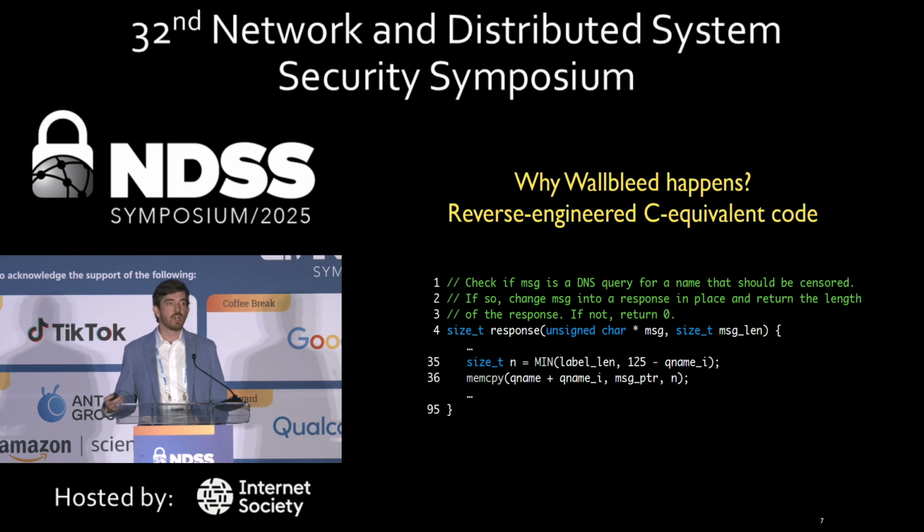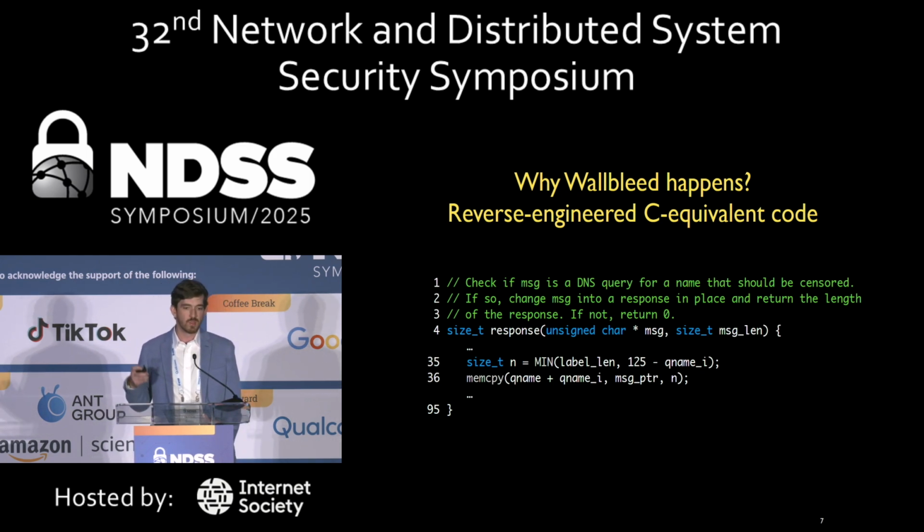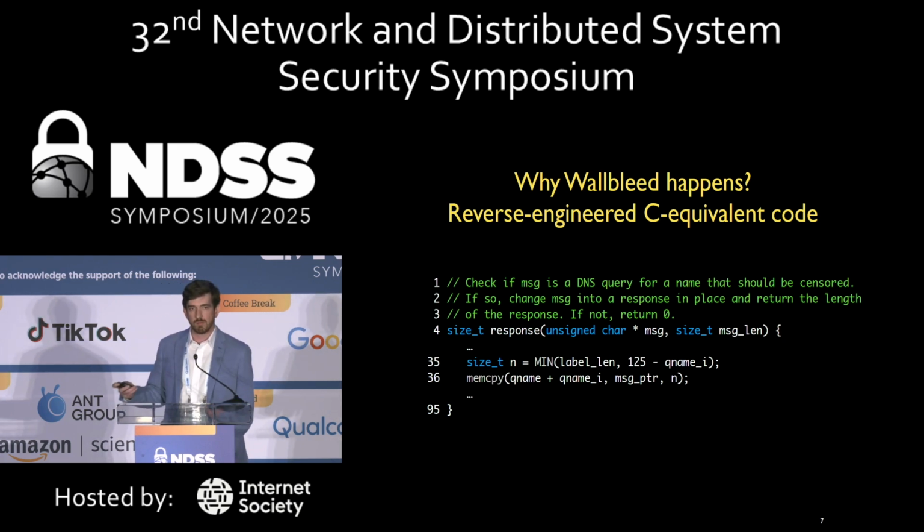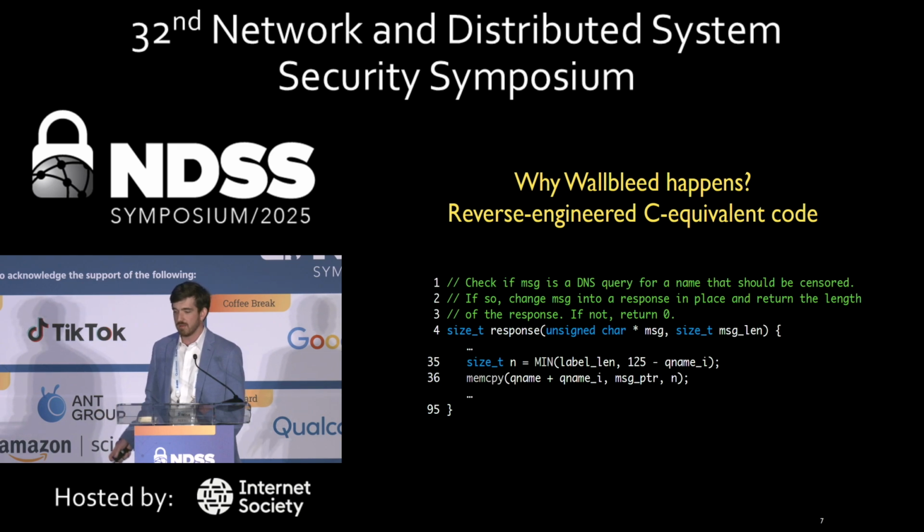So one of the key contributions of this paper was that we were able to reverse engineer the C equivalent code of this injector. And that full code can be found in the appendix if you're interested, but this is a brief snippet sort of explaining where we can see a memory overread that ultimately led to the disclosure.